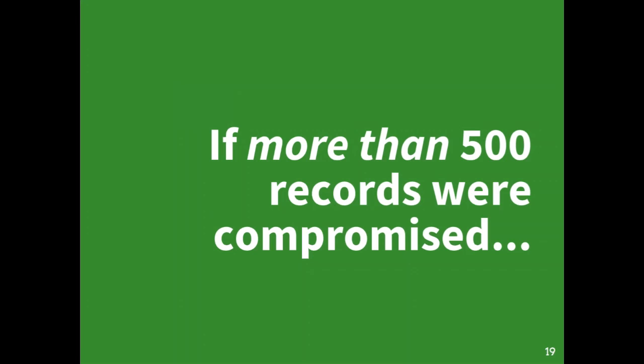If more than 500 records were compromised, then you have a different set of obligations. Again, you need to make notification to the individuals that were affected by mail, or email if they permit. But you also must make notification to the local media if there have been more than 500 records or persons involved in a single jurisdiction. And that's kind of a strange idea.